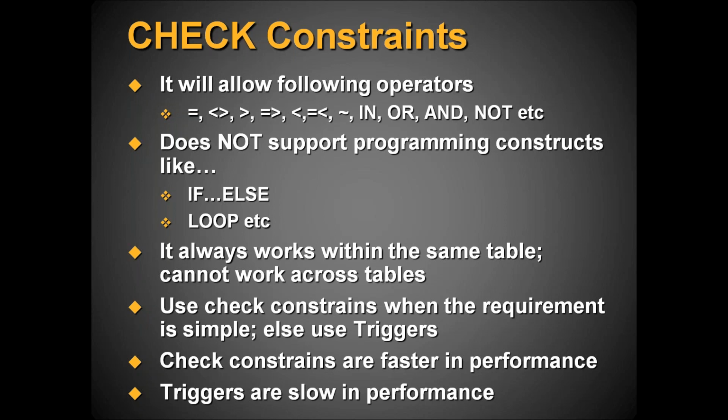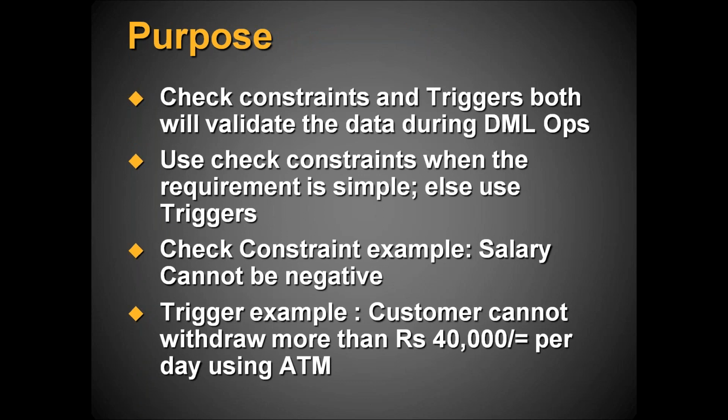So let us see why. Purpose: check constraints and triggers both will validate the data during DML operations. Both are same, guys. What a check constraint is doing is validating the data in the table level only, column level and table level in the same table. But triggers can validate the data in between the tables. I'm telling you, use the check constraint when the requirement is simple, else use triggers.